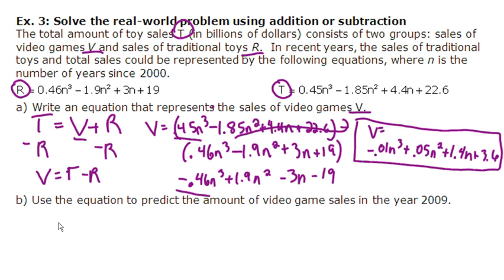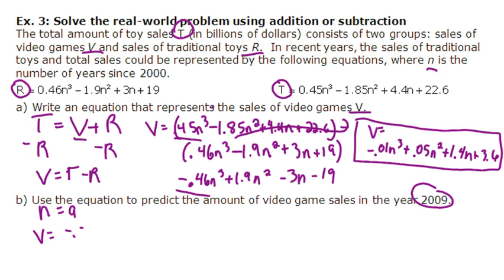Now part B says use the equation to predict the amount of video game sales in the year 2009. So remember that n stands for the number of years since 2000. So from 2000 to 2009, it's been 9 years. My n equals 9. So all I'm doing is I'm taking the equation that I just wrote up here, and I'm replacing the n's with 9.